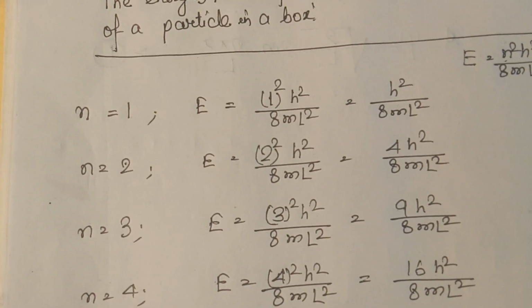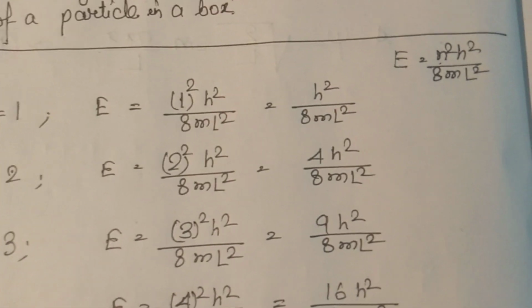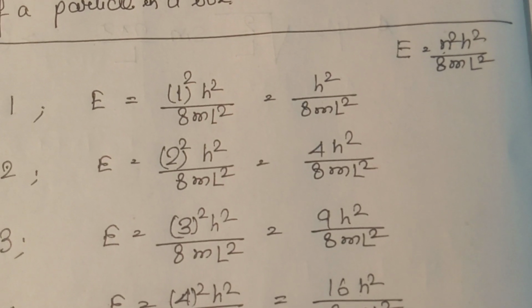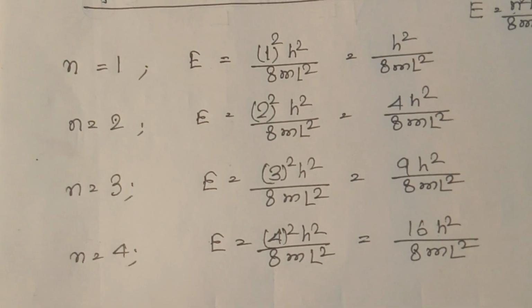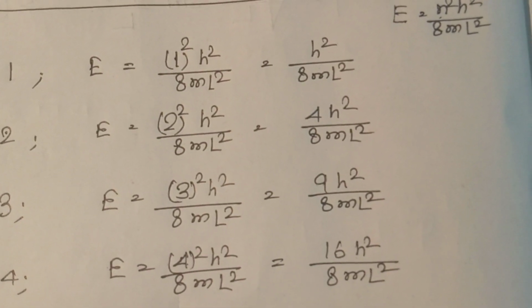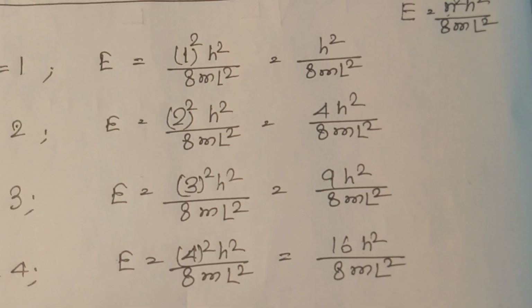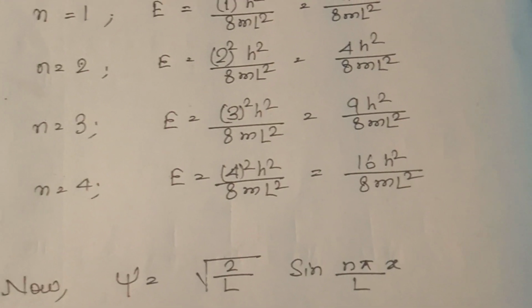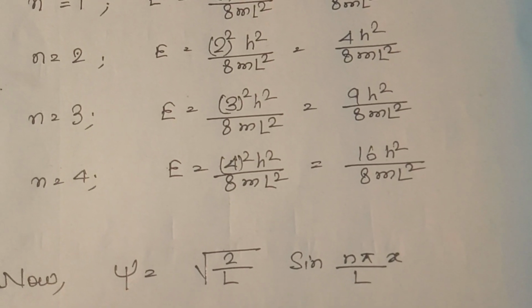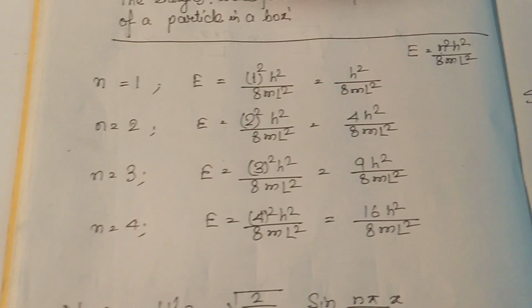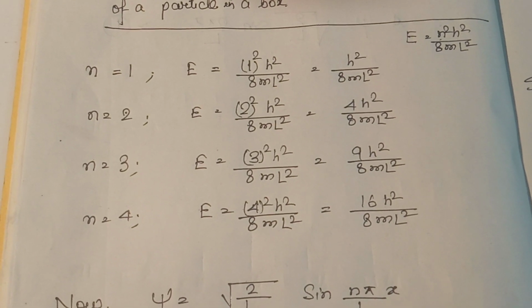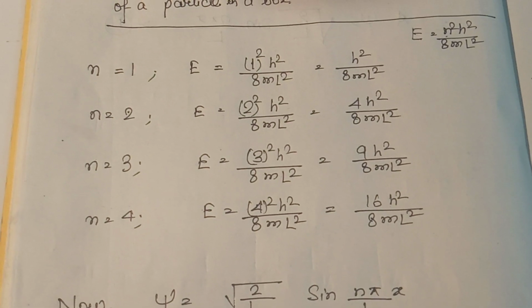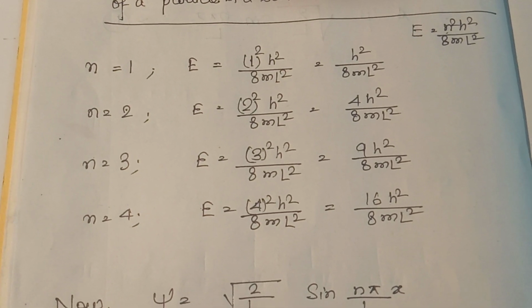When we put the value of n equal to 2, the expression becomes 4 h square divided by 8ml square. When we put n equal to 3, the energy expression becomes 9 h square divided by 8ml square. When n is equal to 4, the expression is 16 h square divided by 8ml square. So these are the energy levels of a particle kept inside the box at n equal to 1, 2, 3, 4 and so on.